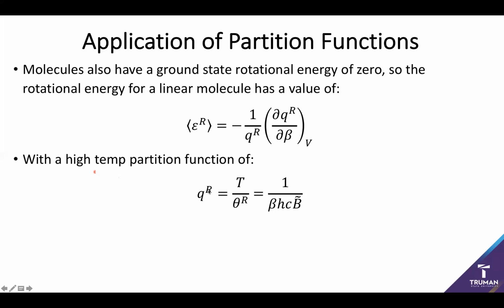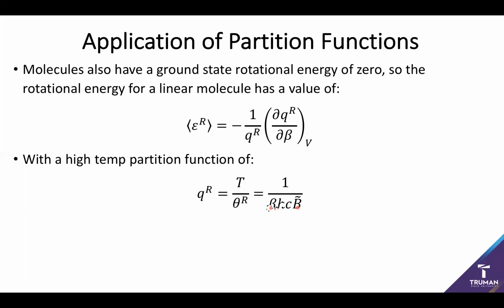But at room temperature, I can treat the rotational partition function as the temperature over the rotational constant, which can be given by the characteristic rotational temperature. That is given in terms of beta, which is a temperature component, hc, which helps correct for units, and beta, which is our rotational constant. So again, this one can be spectroscopically determined, and we'll go ahead and look at how to determine that more next semester.